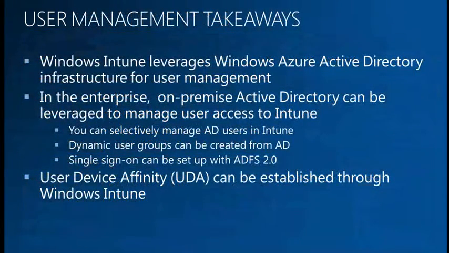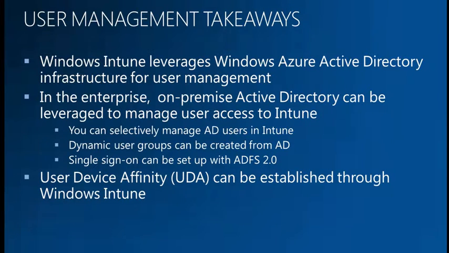So to recap, Windows Intune leverages the common identity management infrastructure that is Windows Azure AD across Microsoft Online services, which is a great benefit. You have to manage users only once, and that's it. They are available for all Microsoft Online services. In the enterprise, on-premise AD could be leveraged. All the investments that you have made to maintain and manage users in on-premise AD could still be leveraged. You can selectively manage the users. So suppose you have synced 10,000 users from on-premise AD into cloud AD, you can select which subset of those users need to be managed with Windows Intune.